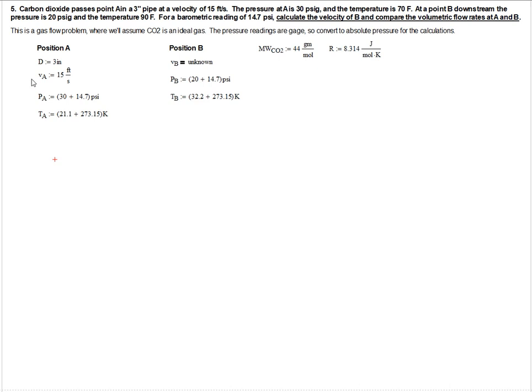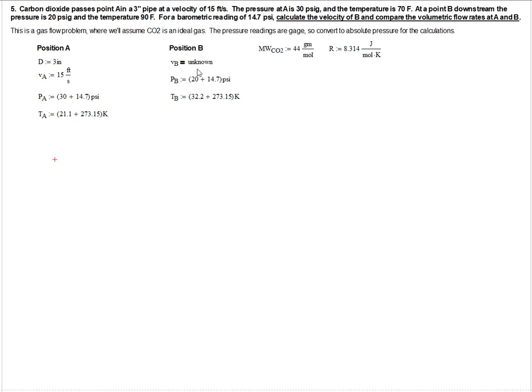The linear velocity at position A is 15 feet per second. The pressure at A, remember this needs to be absolute pressure, so I'm going to change to absolute pressure, is 30 plus whatever our atmospheric pressure is. So that's 44.7 psi. And then our temperature, because we're dealing with the ideal gas law, we need to have things in absolute temperature. I went ahead and converted the 70 degrees Fahrenheit to Celsius and then converted that to Kelvin.